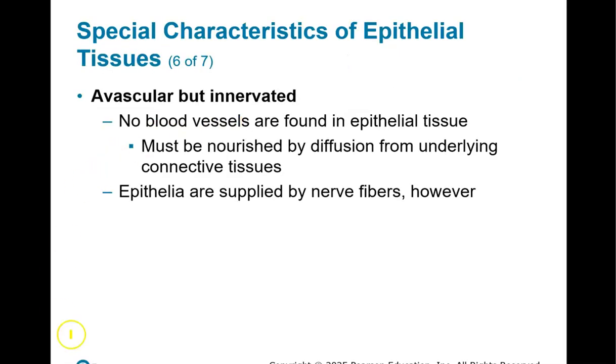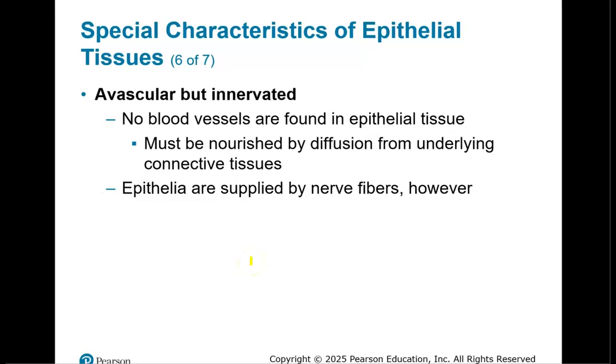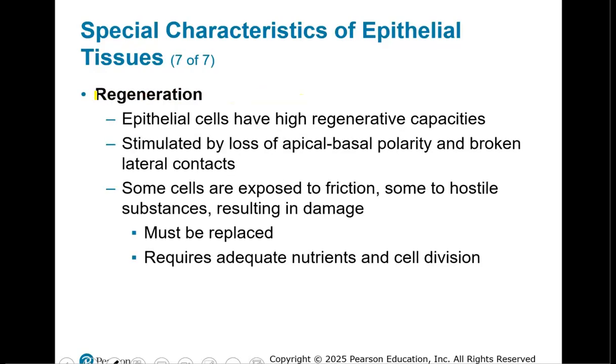Avascular. So epithelial tissue does not have any blood vessels. It is avascular, but it does have a nerve supply. Okay, and we talked about that already. So avascular but innervated. Now, just because epithelial tissue doesn't have a blood supply doesn't mean that it's not able to get the nutrients and oxygen that it needs, because those substances are supplied by the underlying connective tissues.